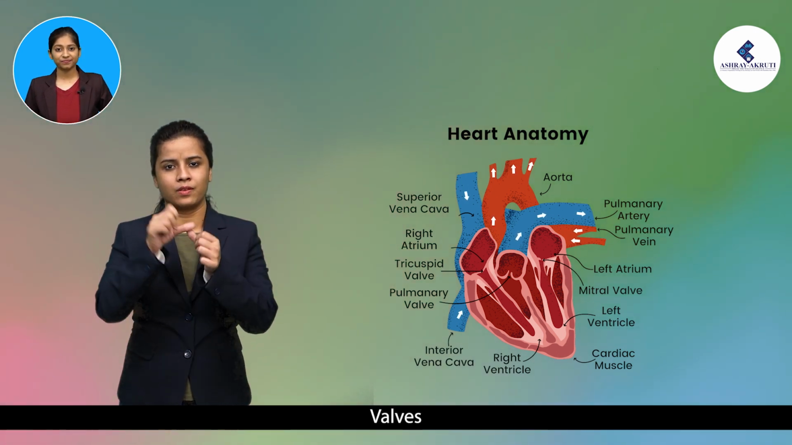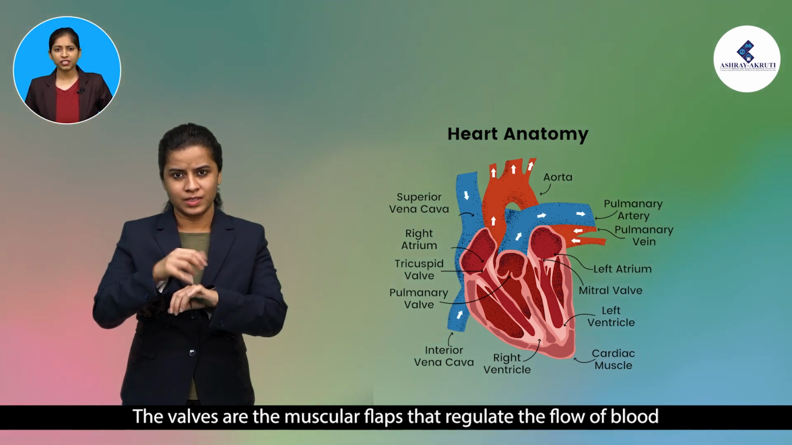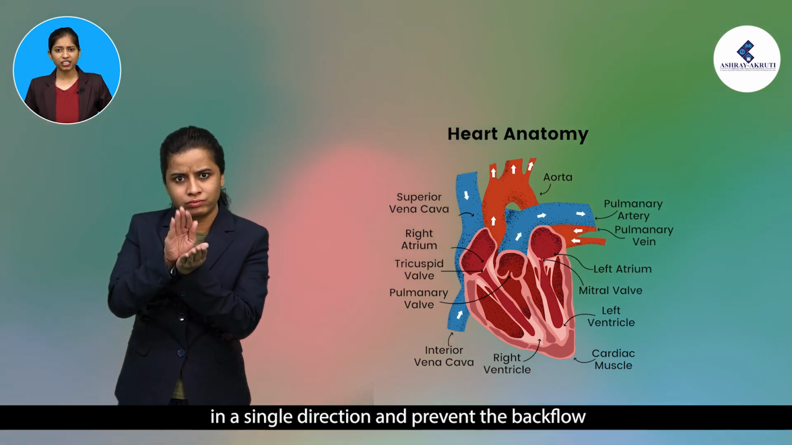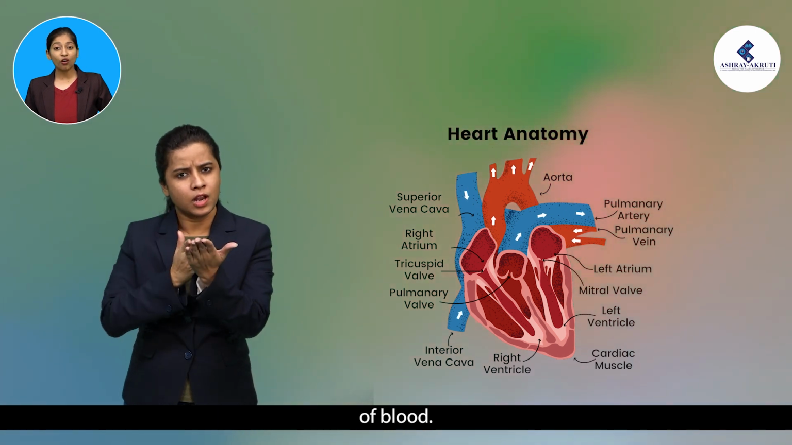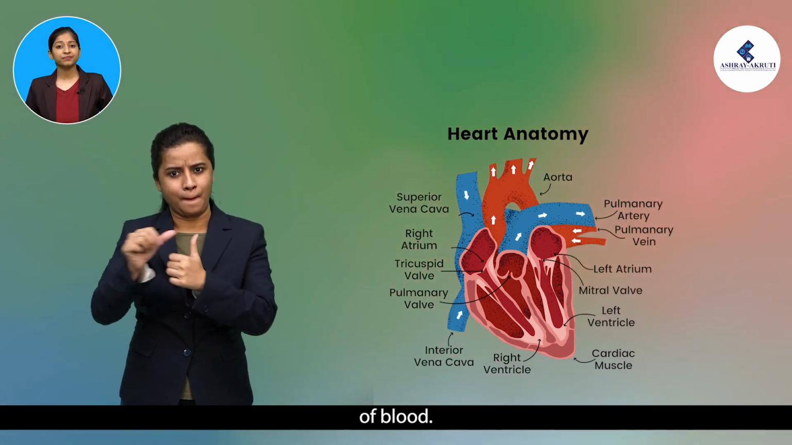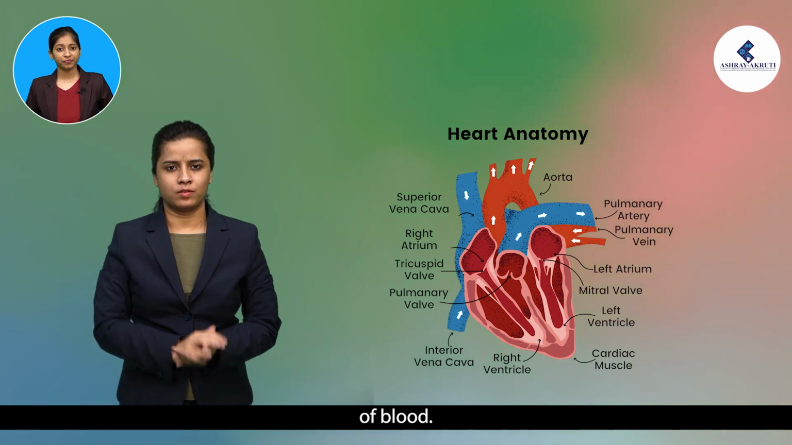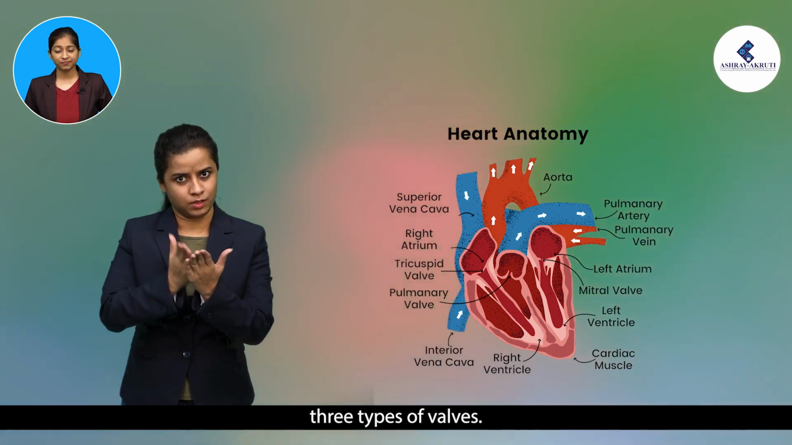Valves. The valves are the muscular flaps that regulate the flow of blood in a single direction and prevent the back flow of blood. The heart contains 3 types of valves.